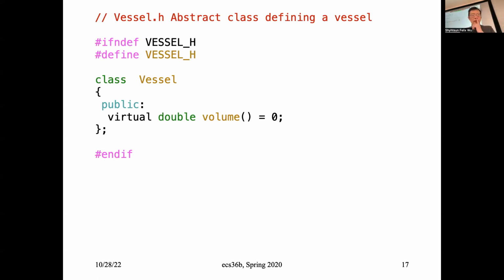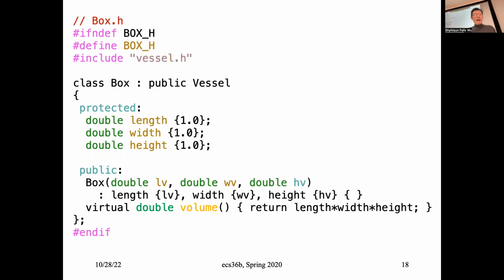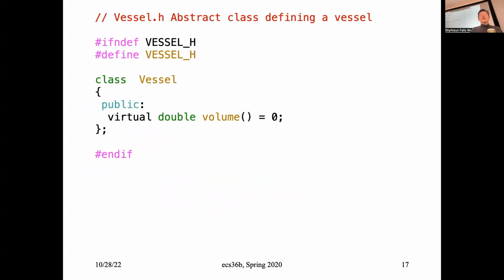Maybe I should show you this code. So this is the virtual function, looks like this. And then I define another inheritance, a derived class called Box. So class Box is a public Vessel. But then here you see that I have a virtual double volume. This is a virtual function, but here I actually provide an implementation, and I didn't say equal to 0. So this is not a pure virtual function. This is the real virtual function. And this one is the pure virtual function.